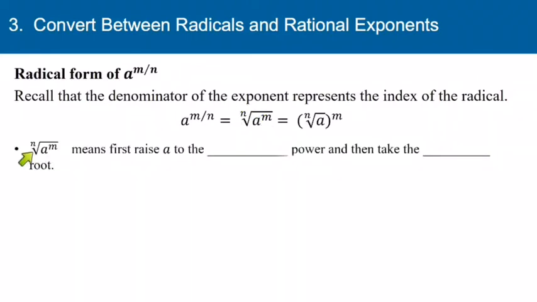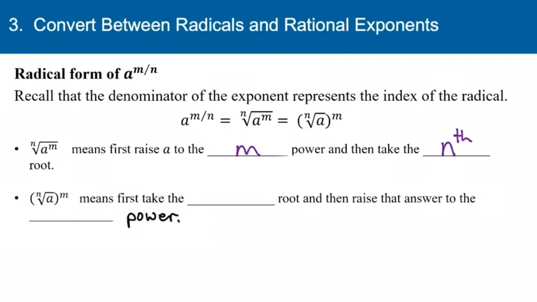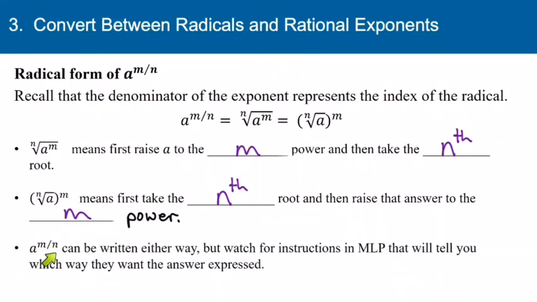So the nth root of a to the m means to first raise the base to the m power and then take the nth root. On the other hand, the nth root of a raised to the m power means to take the nth root first and then raise that answer to the m power. Technically, a to the m over n can be written either way, but when you're in MyLabs Plus working on homework, they will give you instructions that tell you which way to express the answer. So you'll want to be sure and not use this middle way if they're looking for the last way, which is usually the case. They usually want you to do the root first and then the power.